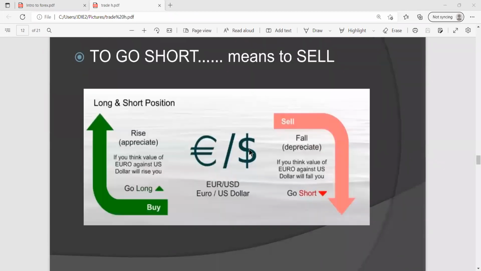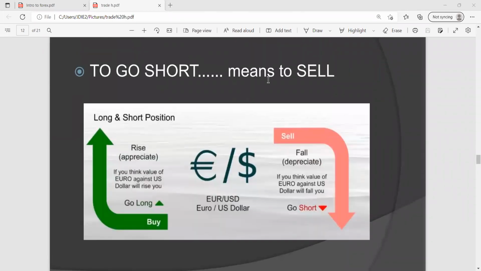And then to go short means that you believe a currency pair is going to fall or depreciate in value.